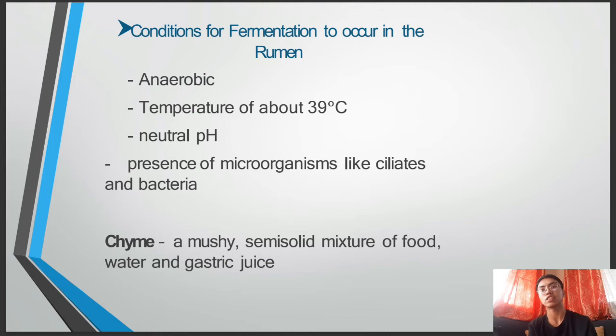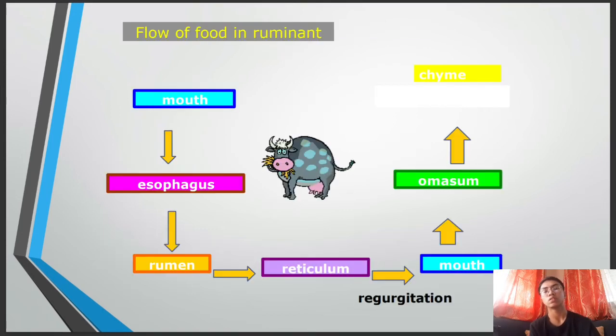So, next slide is flow of food in ruminant. So, mouth to esophagus, down to the rumen, then the food travels to the reticulum and back to the mouth. So mouth to omasum and omasum to chyme.